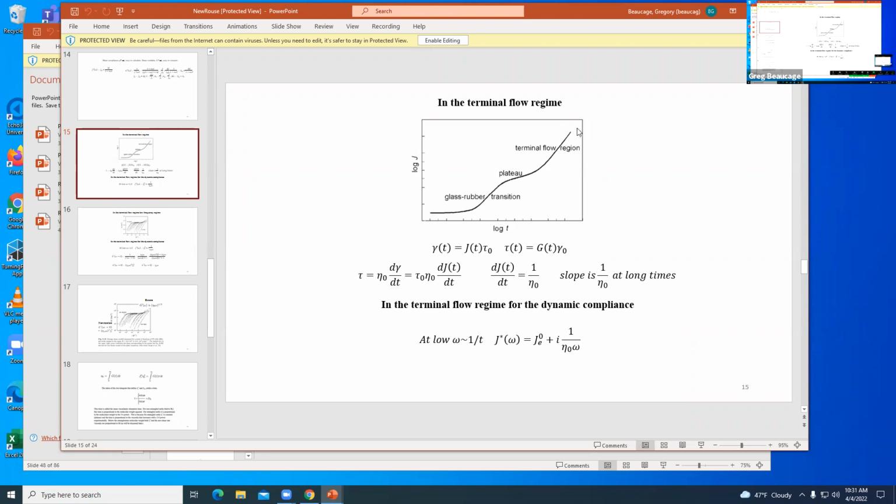So in the final flow region, if you take the derivative with time, the change in compliance with time is the same as the change in strain with time. Since the stress is fixed, that gives you the viscosity as the slope. In the terminal flow region, the slope is 1 over the viscosity. So if you just consider the terminal region, the slope is 1 over the plateau viscosity.